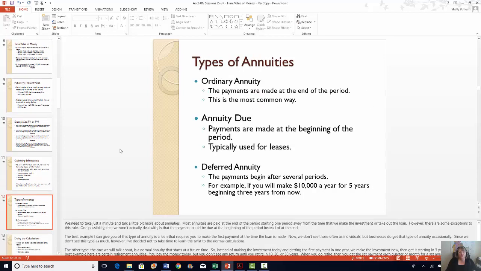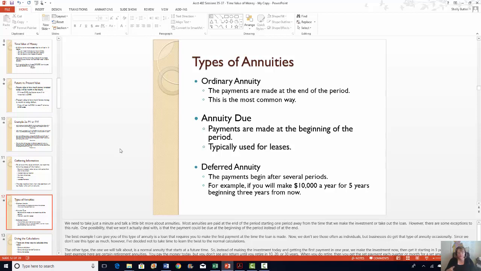problems. So we have certain types of annuities. We have an ordinary annuity. I know this gets pretty complicated pretty fast, but it's not too bad. It's really not too bad. So ordinary annuity is the payments are made at the end of the period, and this is the most common way. So ordinary annuities, just the payments are made at the end of the period.